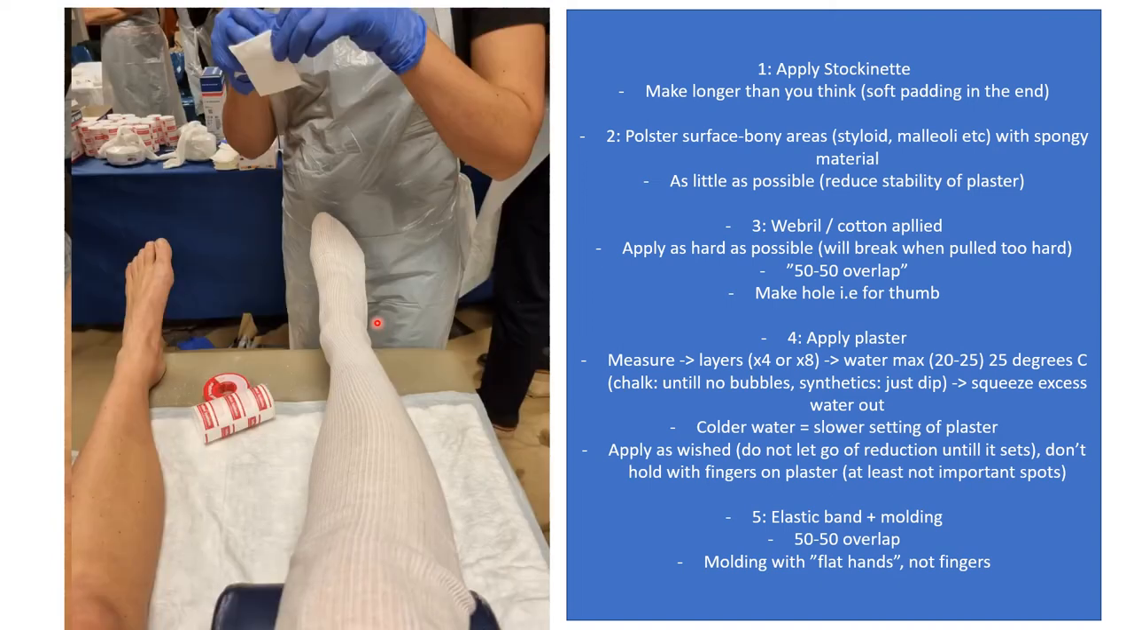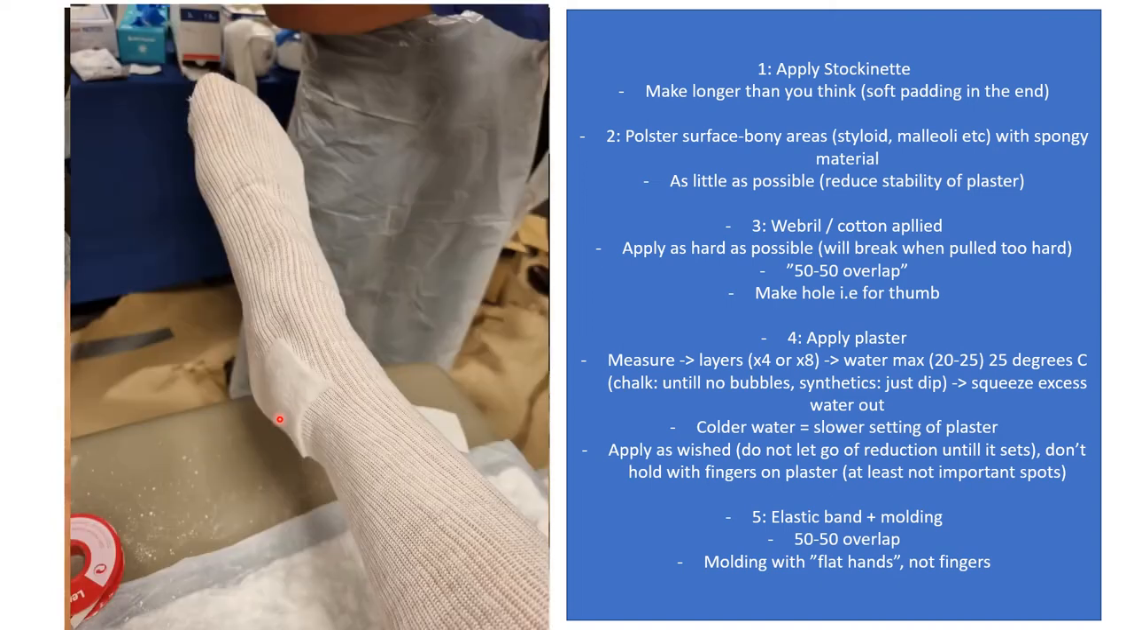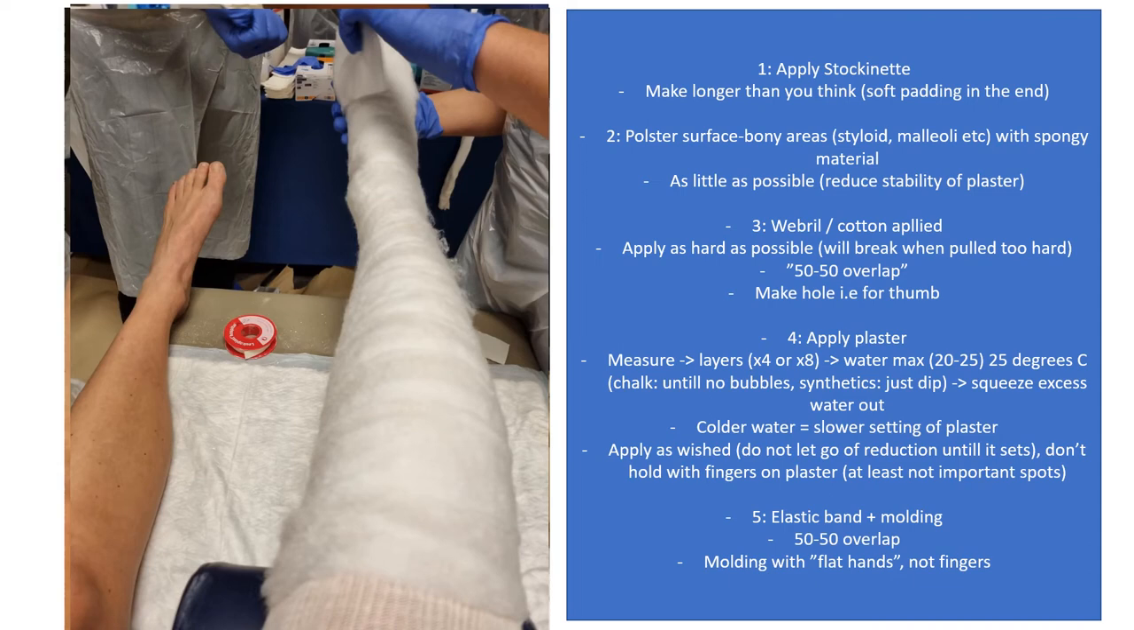Then we put the stockinette on, we put the pull string on here on the medial malleolus and also the lateral and also on the fibula probably. Then you put the Vepro on. Look, see the 50-50 overlap, and it's been pulled tight.